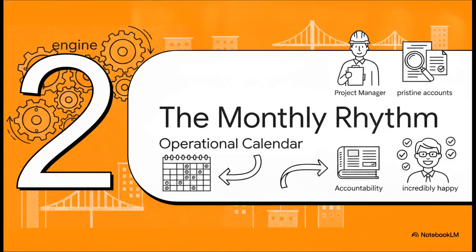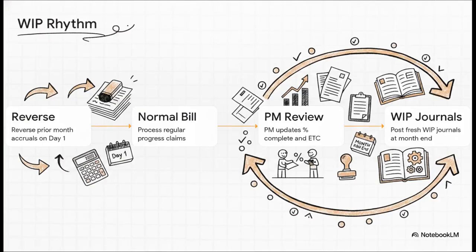Moving on to Section 2. The monthly rhythm. Your operational calendar. So here is your continuous four-step loop. And notice that step 1, right out of the gate on day 1 of the new month, is reversing prior accruals. You absolutely have to pull out last month's under and overbilling entries. Actually, scratch that. It's not just a have to, it's essential for survival, because it allows you to start the month with a totally clean ledger.